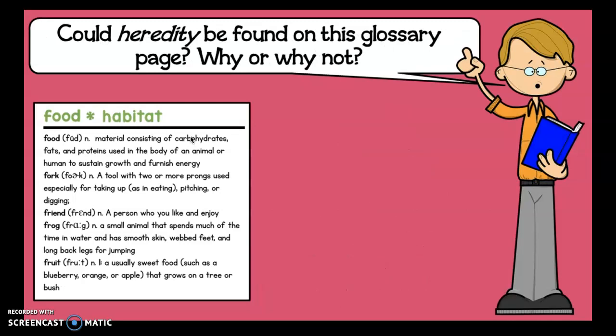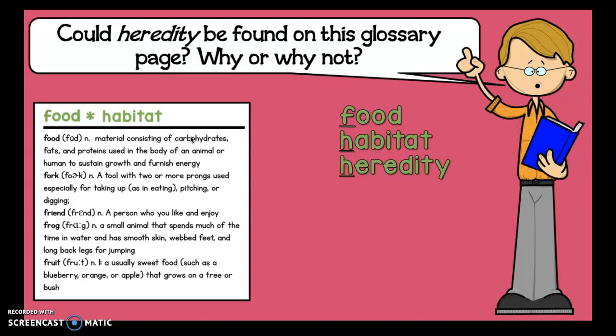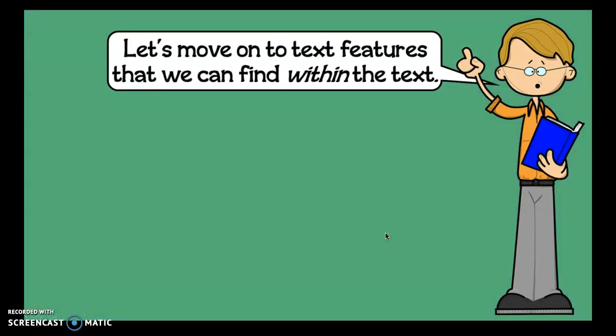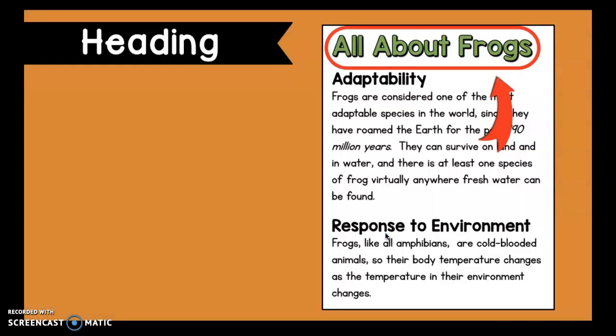Now, heredity, would it be found on this page? No, it's not going to be found on this page because remember, when we're doing alphabetical order, we go by the first letter, then we have to move on to the second letter if they are in alphabetical order. Therefore, heredity comes after habitat in ABC order. So it's not going to be found on this glossary page. Now we're going to move on to headings.